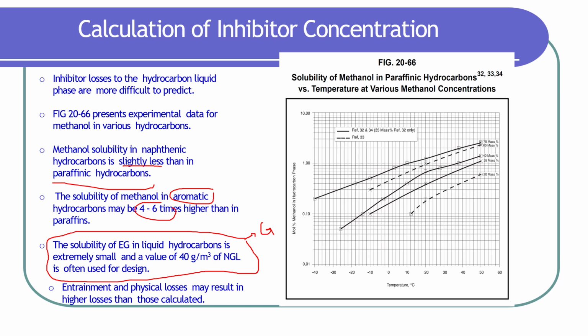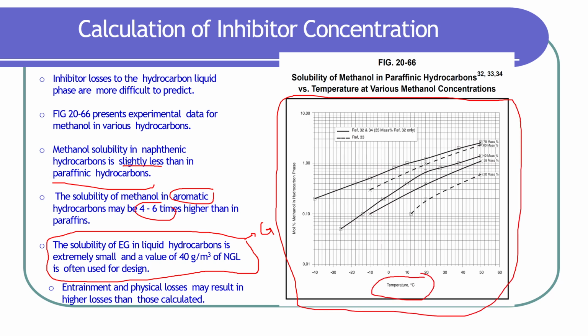Therefore, we need to look at these deviations in order to develop how to calculate the amount of methanol, for example, lost in the liquid hydrocarbon. And therefore, we're going to use this chart, which is based on experimental data. As you can see in this chart, on the x-axis you have the temperature, and on the y-axis you have the mole percentage of methanol in the hydrocarbon phase, and here you have the mass fraction, or percentage, of methanol. We're going to see how to use this chart later on in more detail.